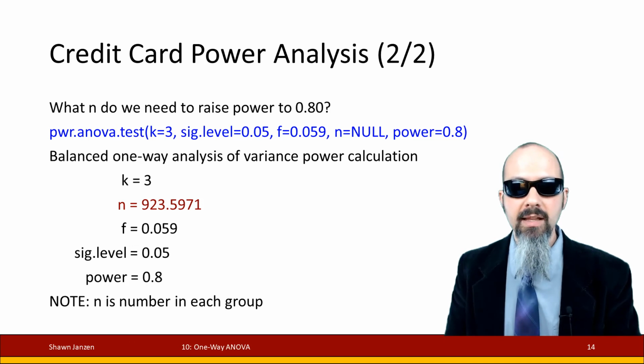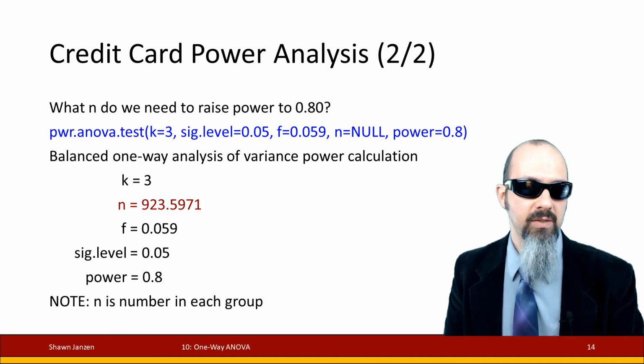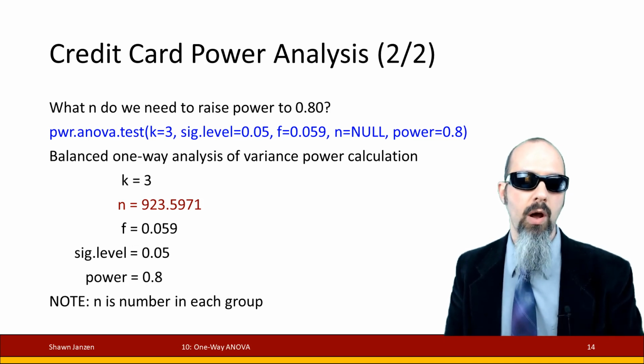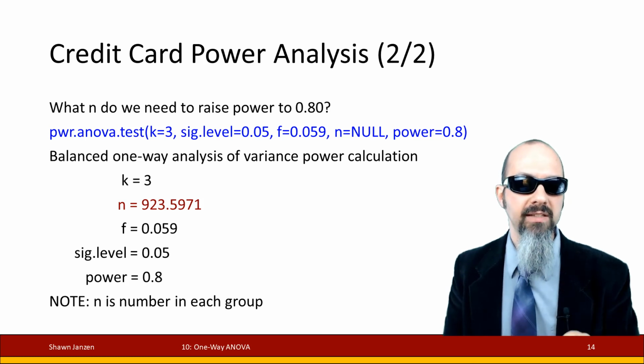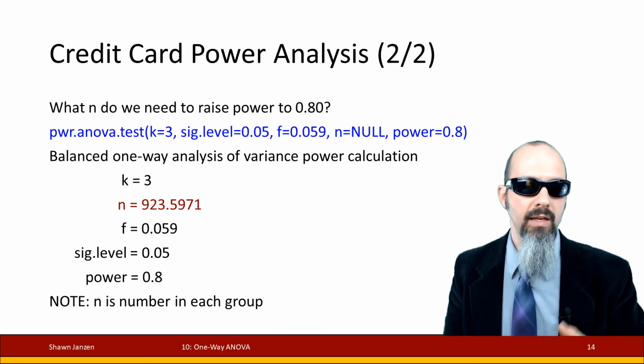What's driving a lot of this was the fact that the effect size we had in here is so small. If we would have had a larger effect size, that would have given us more power and less sample size needed in this relationship.